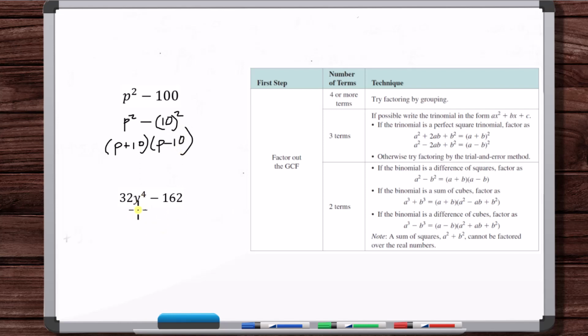Okay? Here, well, we didn't do this, but what's the first step? Coming back to p squared minus 100. Factor out the greatest common factor. There is no greatest common factor. Then you count the number of terms. There's 2 terms. Then you figure out which equation.